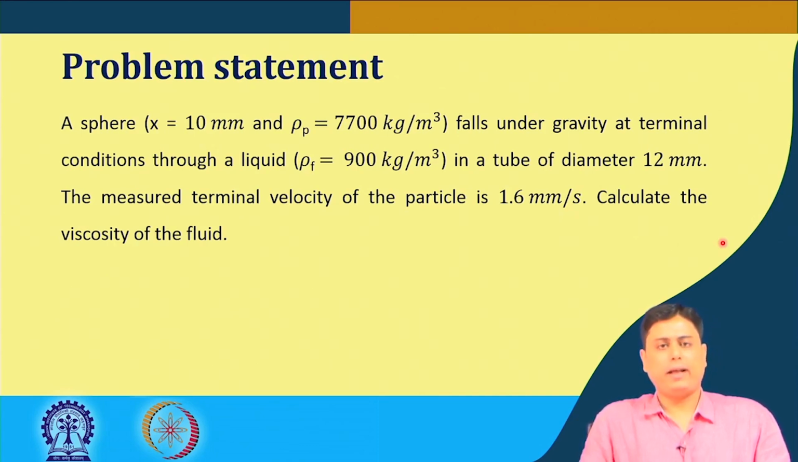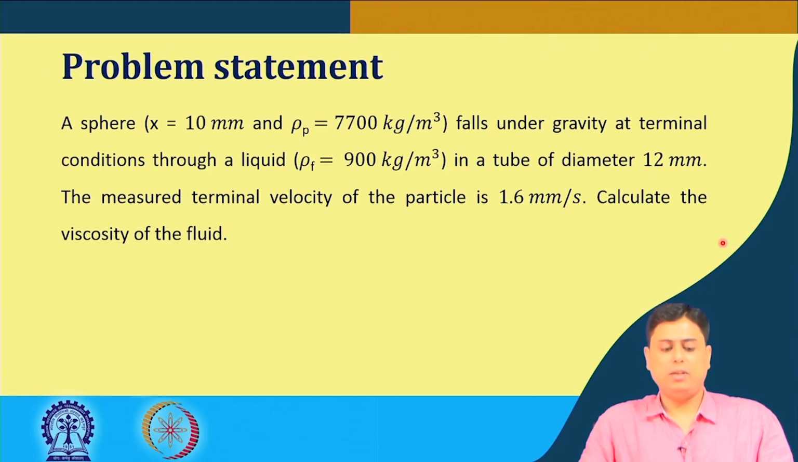But by looking at the magnitude of the particle or the object and the container, you can understand that it is not basically an infinite extent of fluid or liquid here. Okay, so the spherical object diameter is given, the density is also given. It falls in a liquid which has a rho of 900 kg per meter cube.